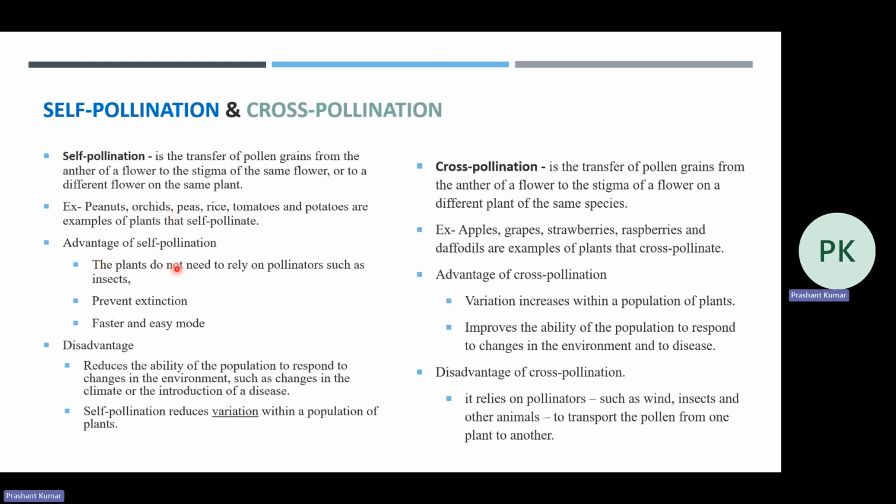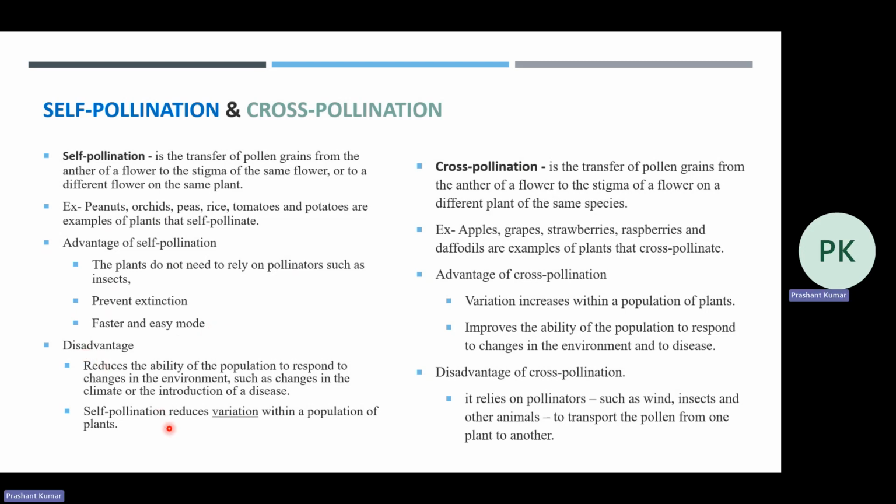A big advantage here is that the plant does not need to rely on a pollinator. That's very important, because if they rely on pollinators, then a pollinator must come near them so that they can start the process. Of course, it will prevent extinction. They are not going to be lost, they will be on earth, and of course it's the faster and easiest way. They don't have to search for the pollen.